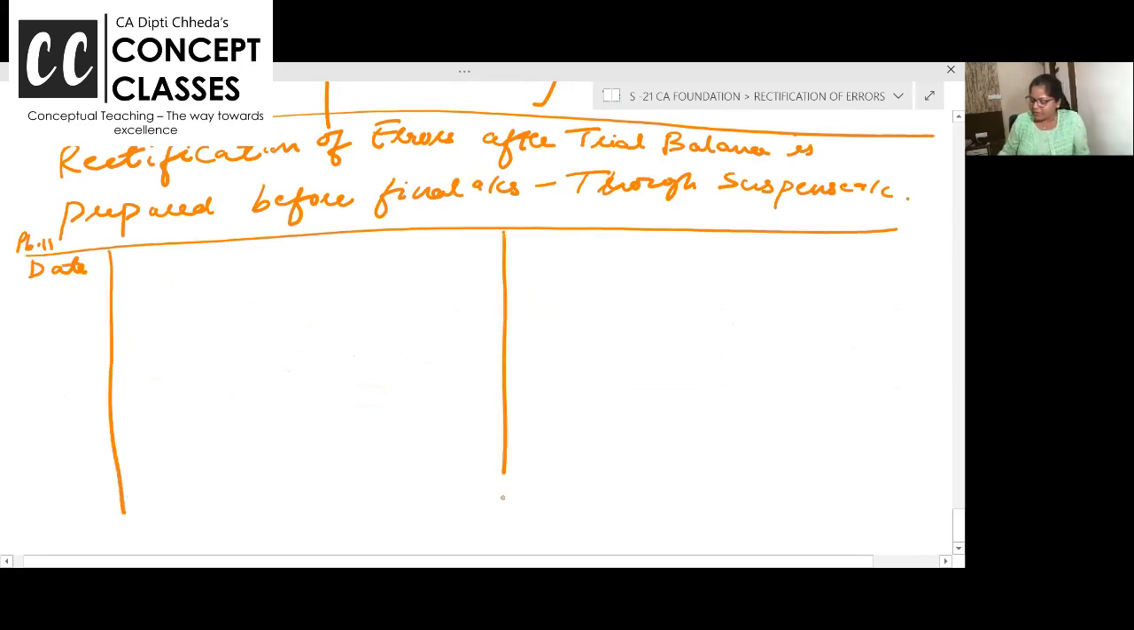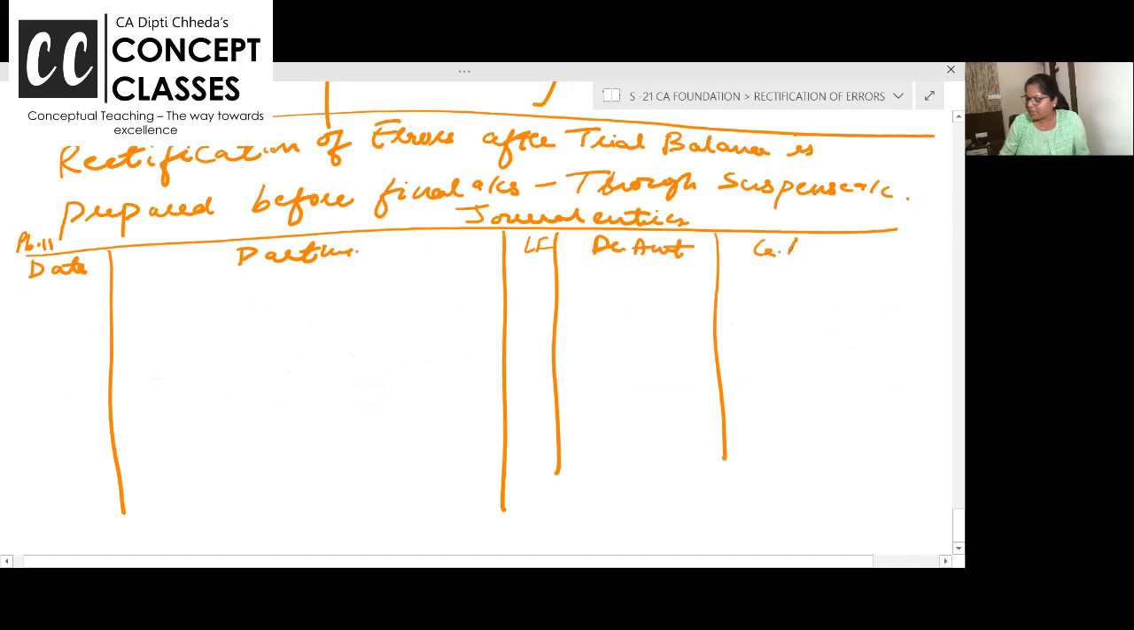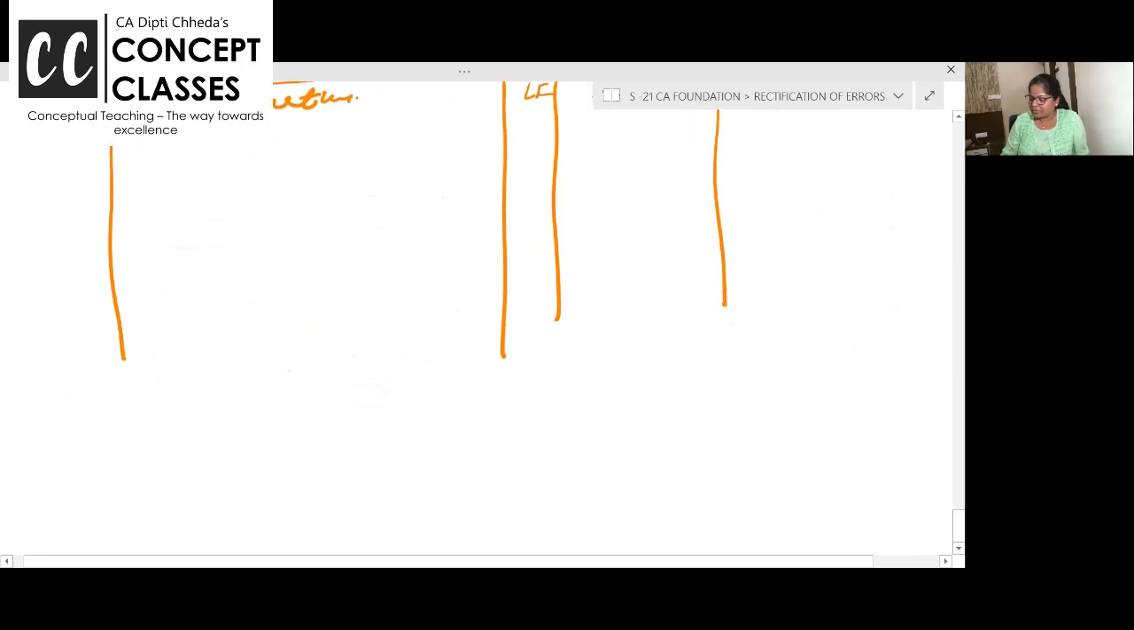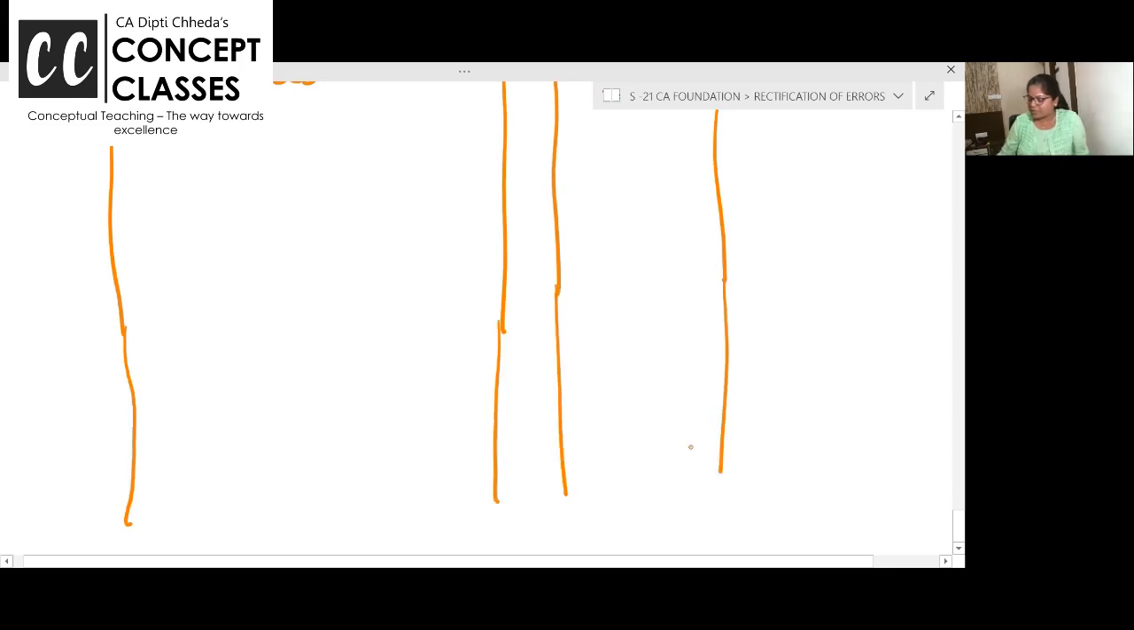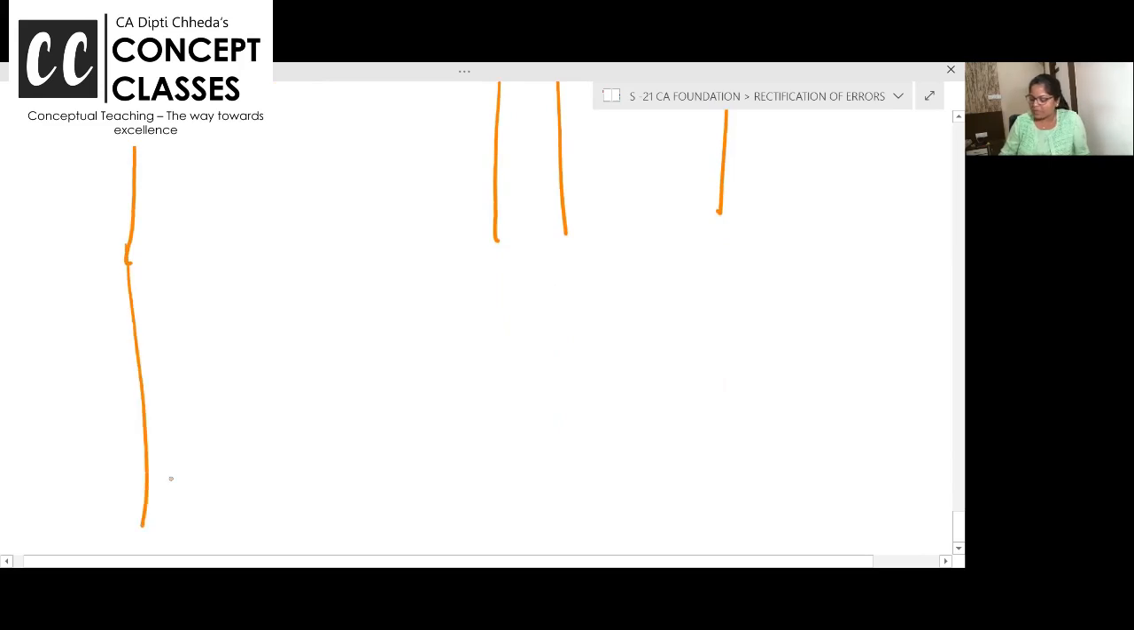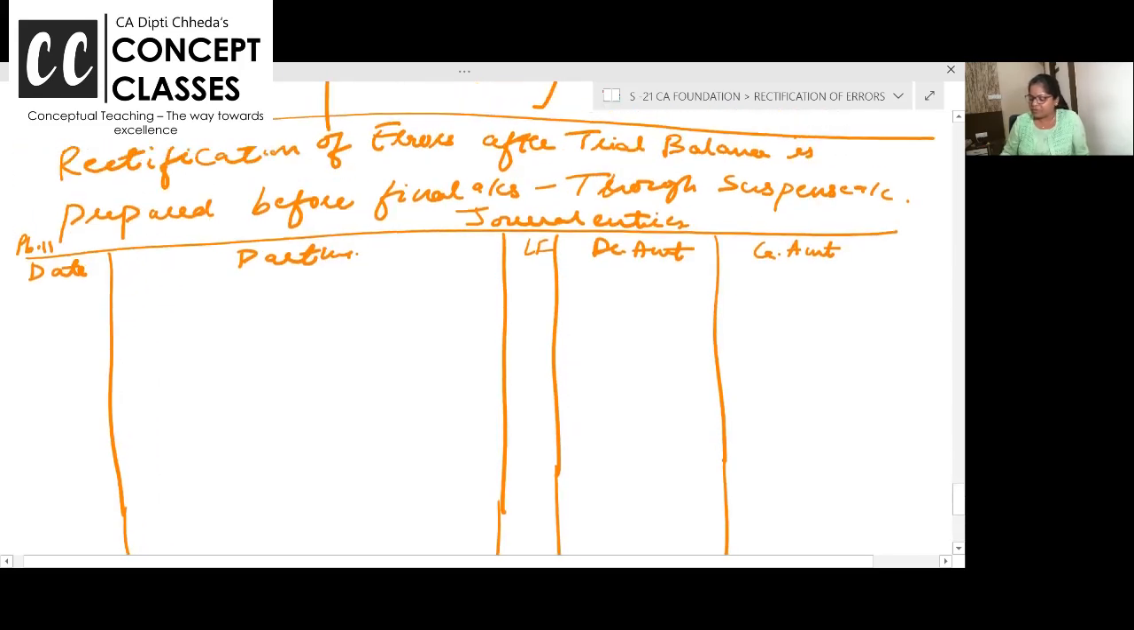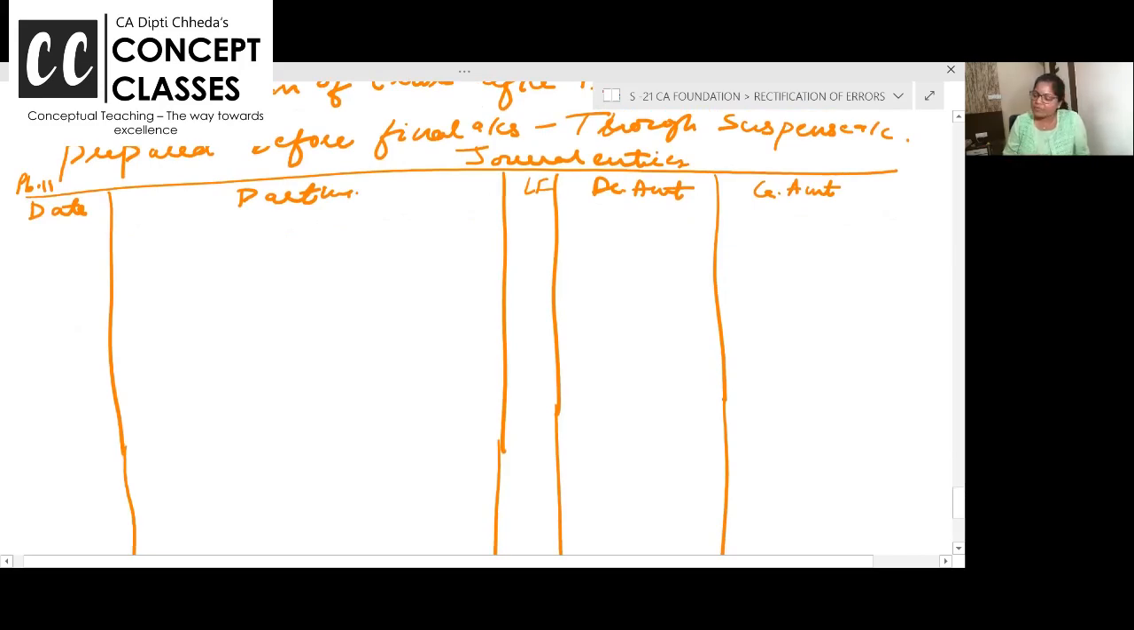Date, particulars, LF. Journal entries we will pass. Give the heading, journal entries. These are directly rectifying entries. Date, particulars, ledger folio, debit amount, credit amount. Let's go together. First one.